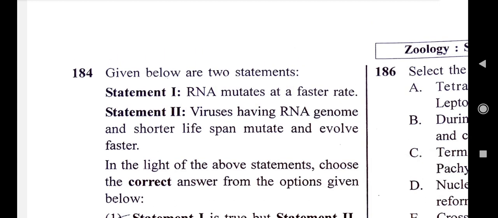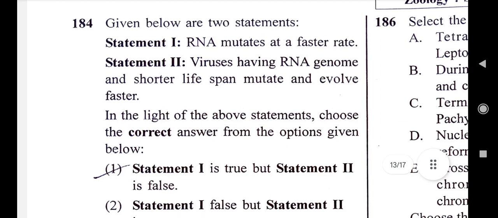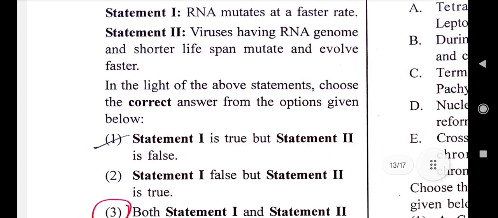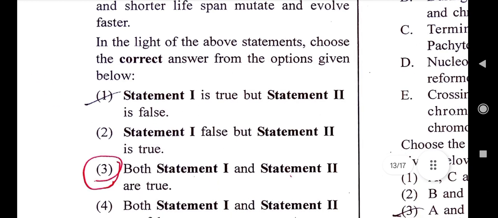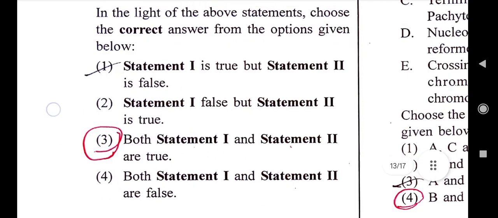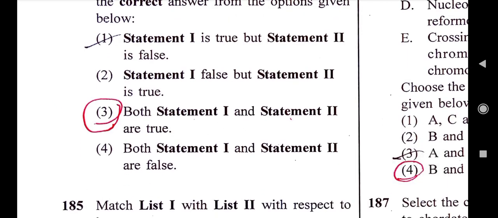Let's see question number 184. Given below are two statements. Statement 1, viruses mutate at a faster rate. Statement 2, viruses having RNA genome and shorter lifespans mutate and evolve faster. In the light of the above statements, choose the correct answer. Option 1, statement 1 is true but statement 2 is false. Option 2, statement 1 is false but statement 2 is true. Option 3 is the correct option, both statement 1 and statement 2 are true. Option 4, both false, is also wrong.